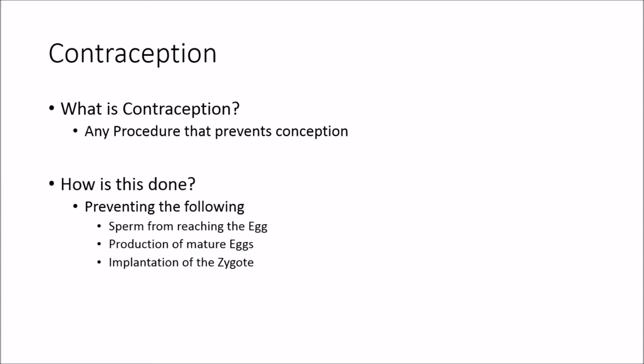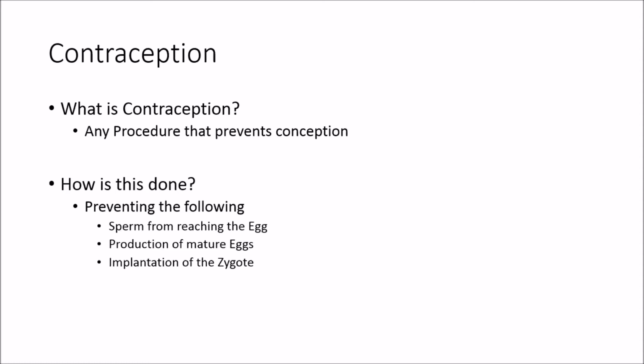Let's start off with a definition of what contraception is. Contraception is basically any procedure or medication that is going to prevent conception. Now, conception is the scientific term for pregnancy. In order for this to occur, different contraceptive methods are going to do one of the following. Either it's going to prevent the sperm from reaching the egg, or it's going to prevent an egg from being produced in the first place.